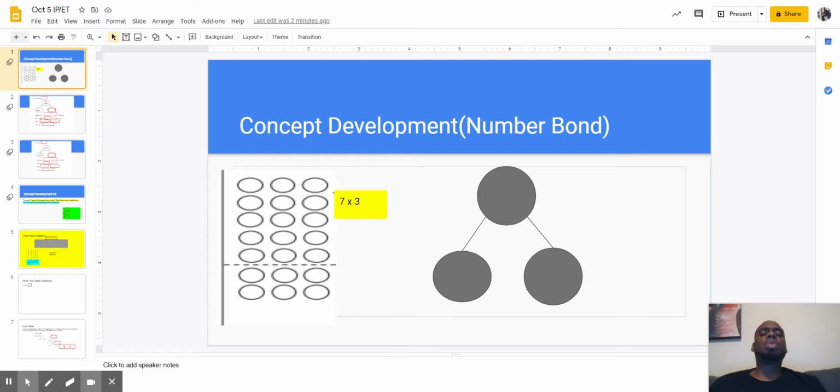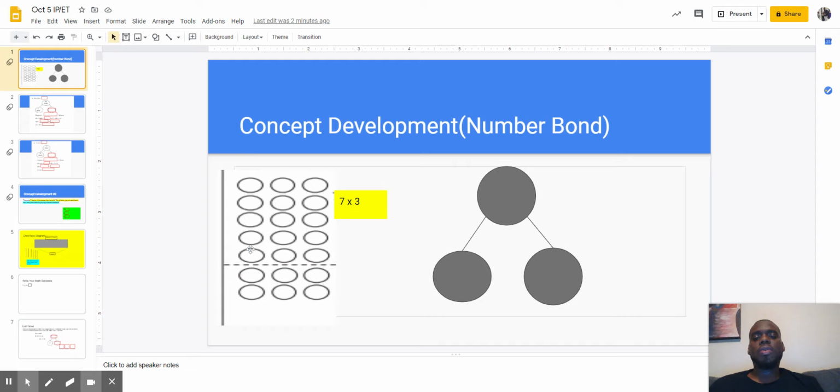Now, when we talk about the distributive property, we're breaking up the first factor, which is 7. Everybody say 7. And we're breaking that up into an addition problem. So what two factors do we know? What plus what equals 7? What plus what equals 7? We can use our array.